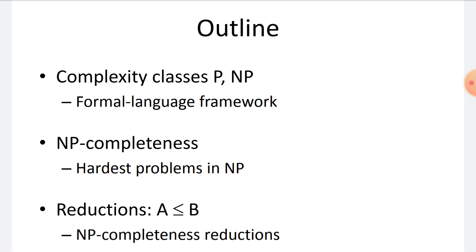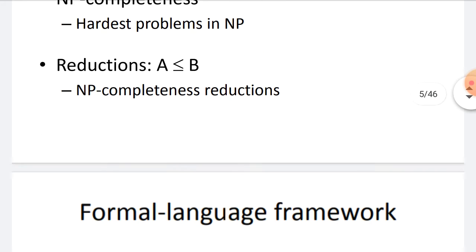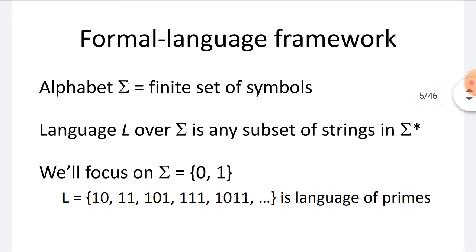Now we are discussing the complexity classes P and NP, using the formal language framework, NP completeness, which is the hardest problem in NP, and reduction, that is A less than or equal to B, NP completeness reduction. In the formal language framework, an alphabet is a finite set of symbols, represented by sigma, and a language L over sigma is any subset of strings in sigma star.